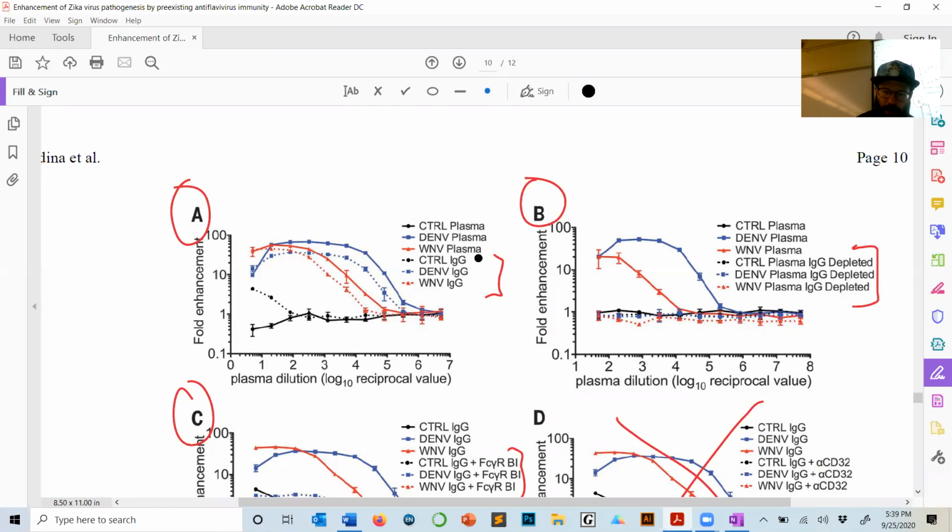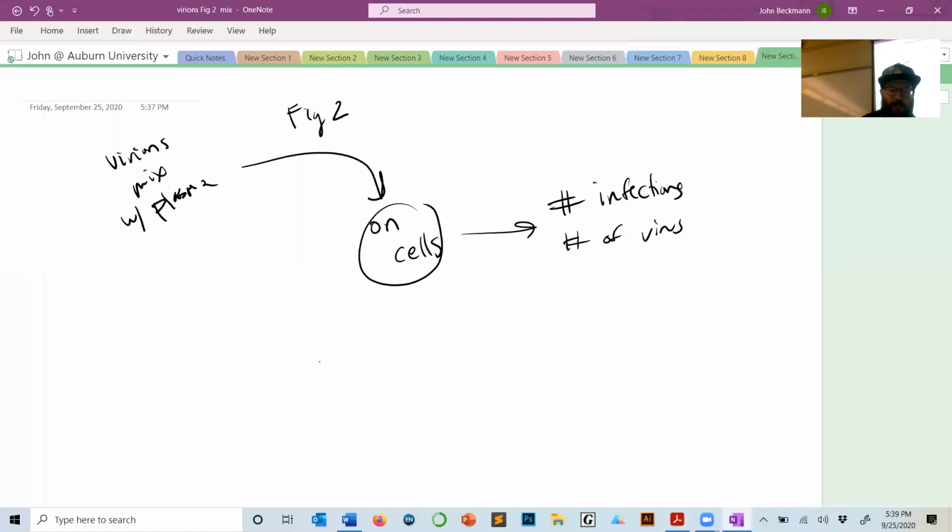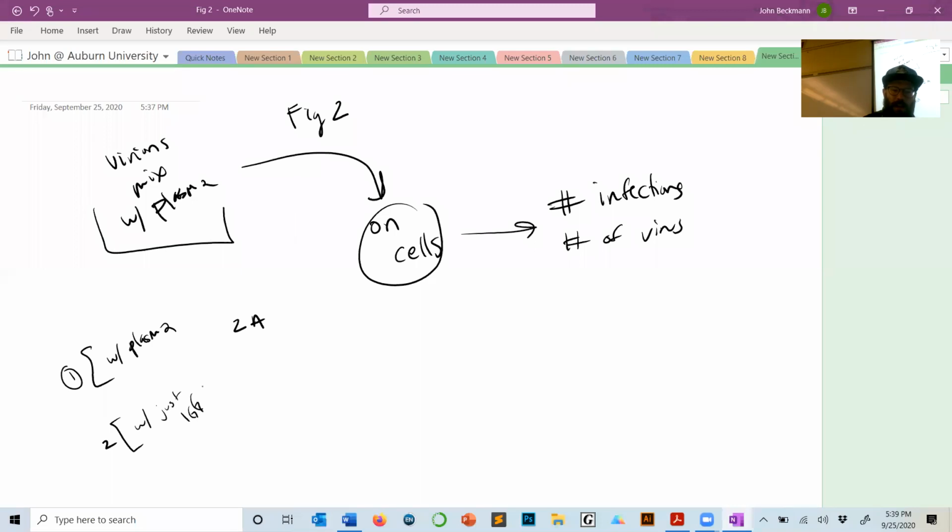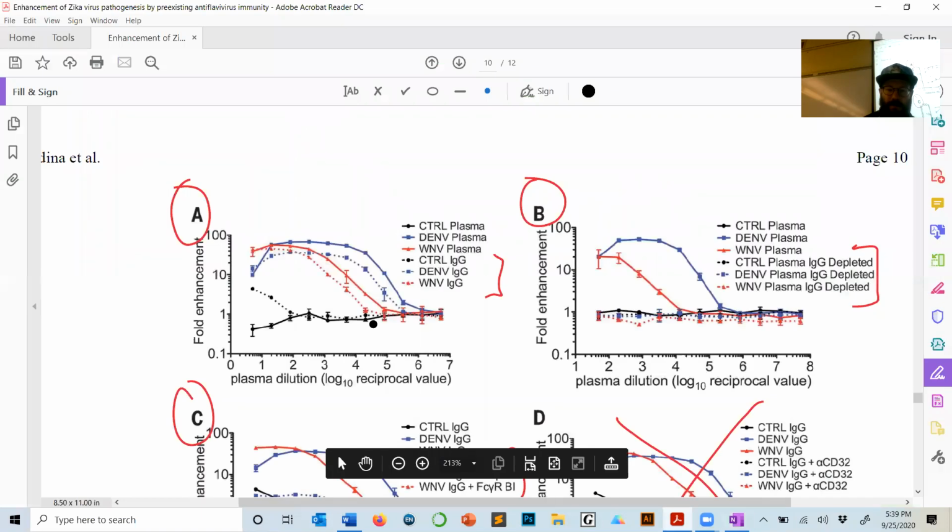And this is control IgG. What they're doing here is, in figure 2A, they split this experiment apart. In the first half, they're mixing with plasma. In the second half, they're mixing with just IgG. And you would expect that if IgG is the cause of antibody-dependent enhancement, 2 will look exactly like 1. Okay? That's what we would expect to see.